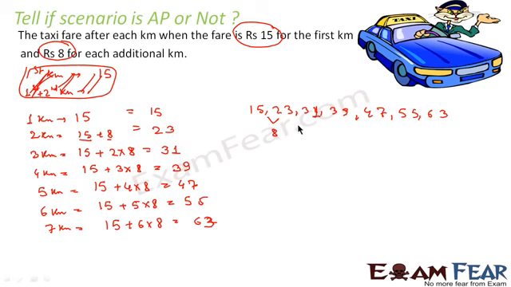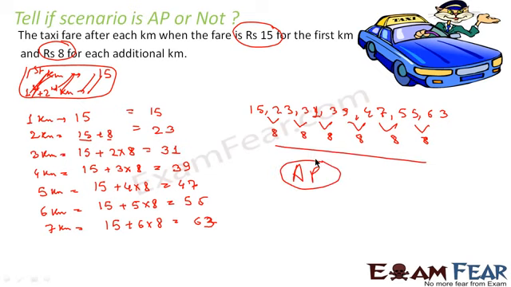31 minus 23 is also 8. 39 minus 31 is also 8. 47 minus 39 is also 8. 55 minus 47 is also 8. And 63 minus 55 is also 8. If you see here, the common difference is constant. Thus, I can say that this is an AP.